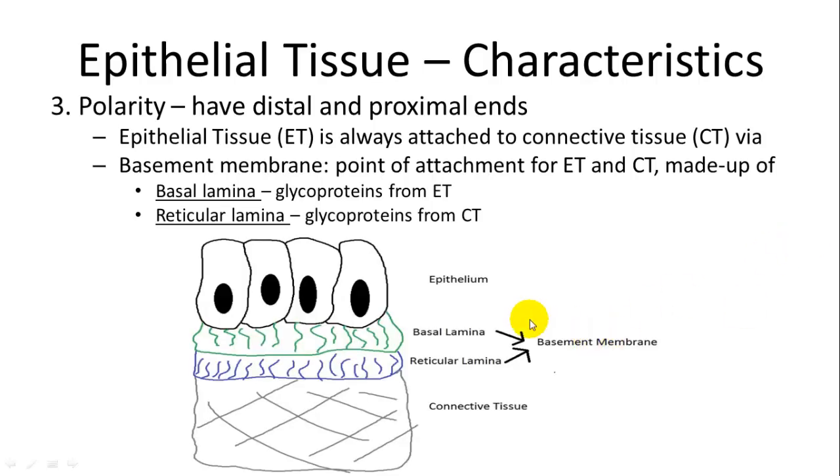The basement membrane is made up of glycoproteins from the epithelium and glycoproteins from the connective tissue. Those are called the basal lamina and the reticular lamina. Okay, so those then make the basement membrane, and that ties the epithelial tissue, keeps it in place next to a connective tissue.